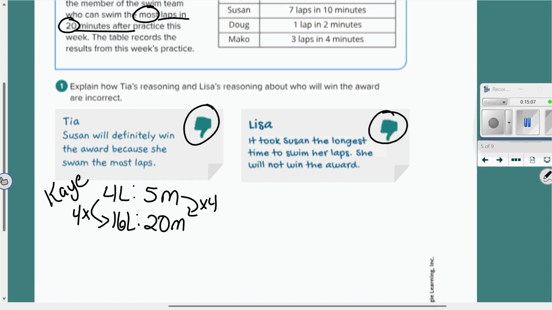If you did not do the other 3 the same way to show it mathematically, I'm going to give you about 2 minutes to do that, and then we will come back and discuss who won. Go for it.